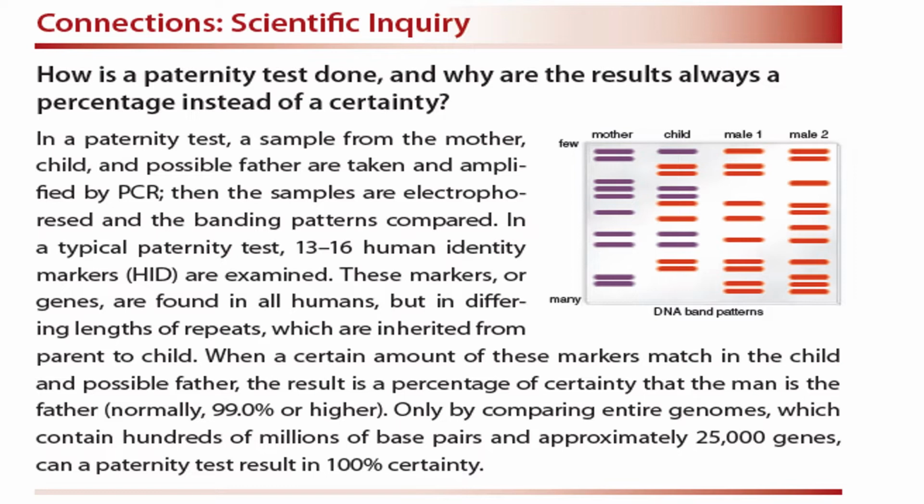In a typical paternity test, 13 to 16 human identity markers or the HID are examined. These markers or genes are found in all humans but in different lengths of repeats which are inherited from parent to child. When a certain amount of these markers match in the child and possible father, the result is a percentage of certainty that the man is the father, normally 99% or higher, only by comparing entire genomes, which contains hundreds or millions of base pairs and approximately 25,000 genes na meron tayo, di ba? Can a paternity test result in 100% certainty? Okay, that's it.